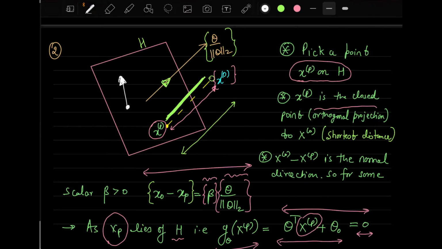So when you connect a vector between the 2 points, the normal vector which is coming out is this one, which is given over here. This is the first thing that we wanted to prove.